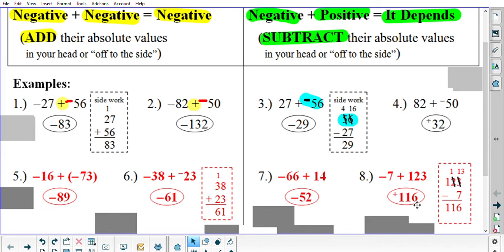Okay, I have taken my time talking you through these problems. I hope now you understand when you're going to add and when you're going to subtract. When both numbers on the problem are negative, you will add in your head or off to the side. But when one number is positive and the other number is negative, in either order, that's when you're going to subtract off to the side or in your head.